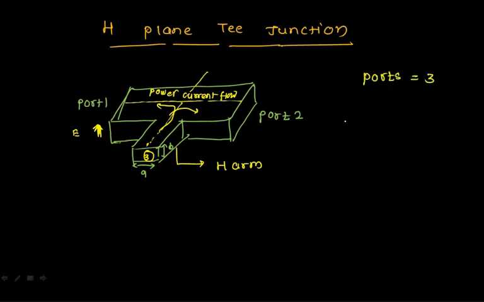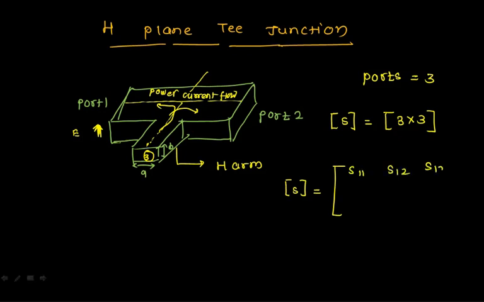So how will the scattering matrix be? The scattering matrix for the H plane T will be of order 3 by 3. If you write the scattering matrix for this one, it will become like this. I'll just write here S11, S12, S13, S21, S22, S23. Similarly, S31, S32, and S33. This is how we can write the scattering matrix for this particular H plane T. And we are going to use each and every property which we have studied in the scattering matrix.